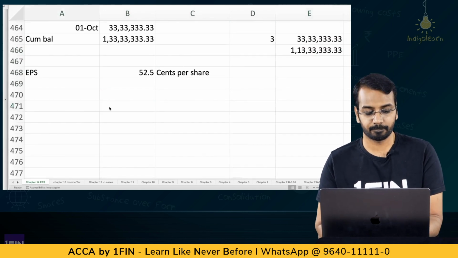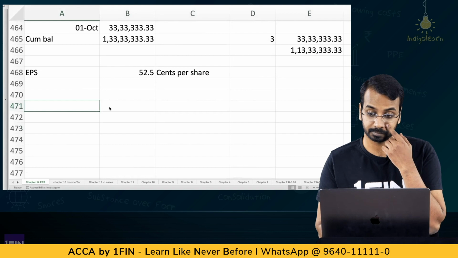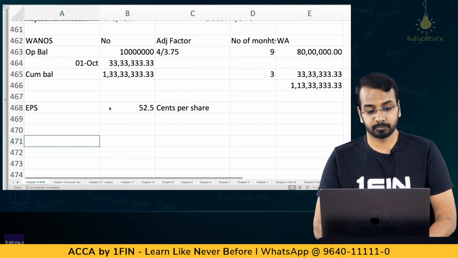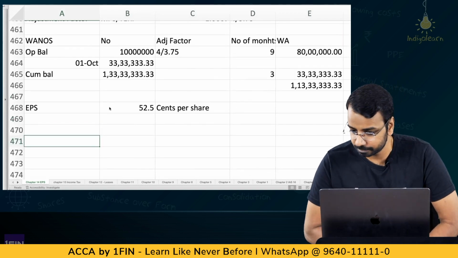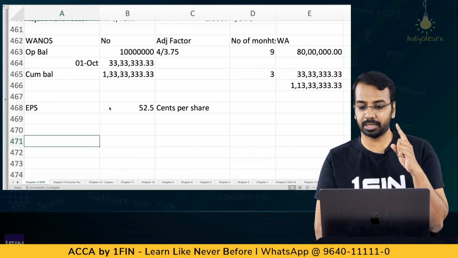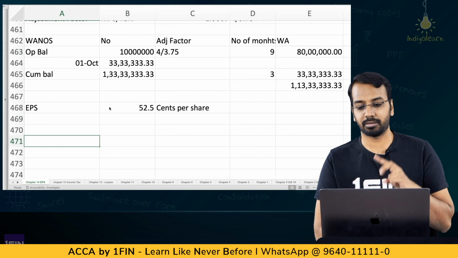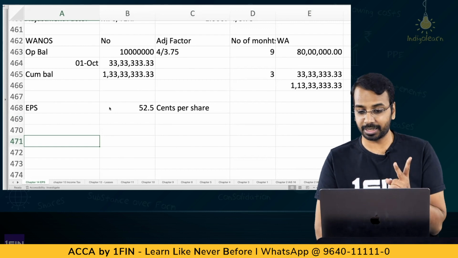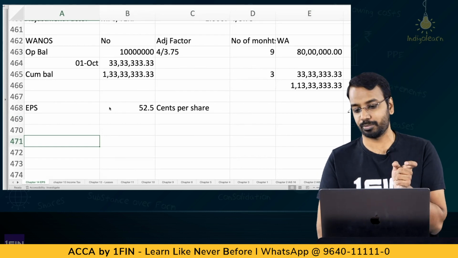Now, one thing, when there is rights issue, we have to remember that there should be a theoretical ex-rights price, and you have to remember that there's an adjustment factor. Calculate theoretical ex-rights price. You have to calculate the adjustment factor. Adjustment factor is only on the opening part, the bonus component only.